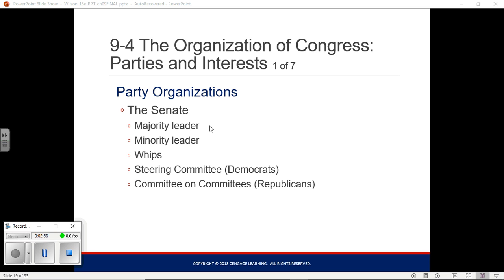The minority leader right now, the Democrats, Chuck Schumer. So the real leadership is in the hands, though, of the majority leader and the minority leader. The names are self-explanatory. The party that has the majority, the party that has the minority. The task of the majority leader is to schedule the business of the Senate.